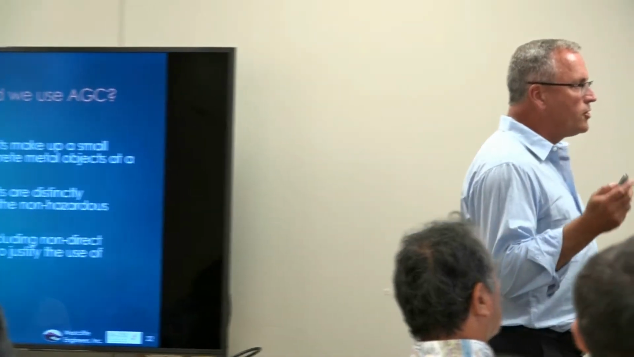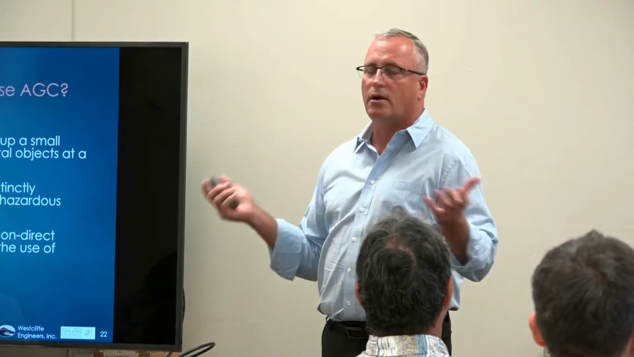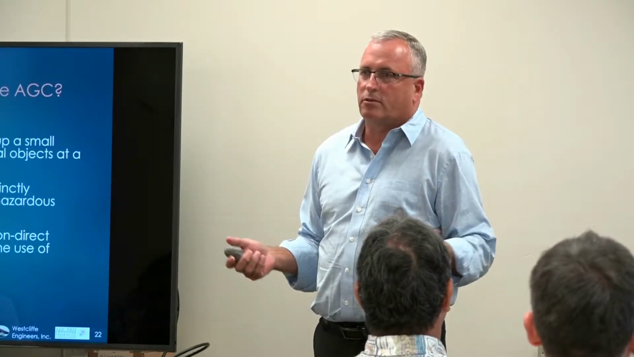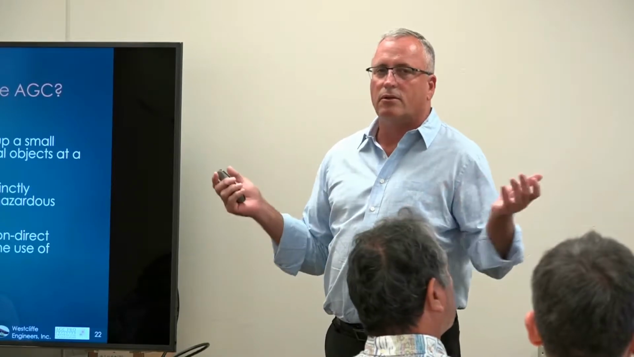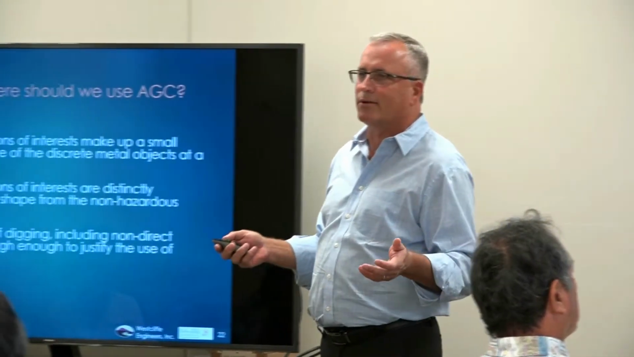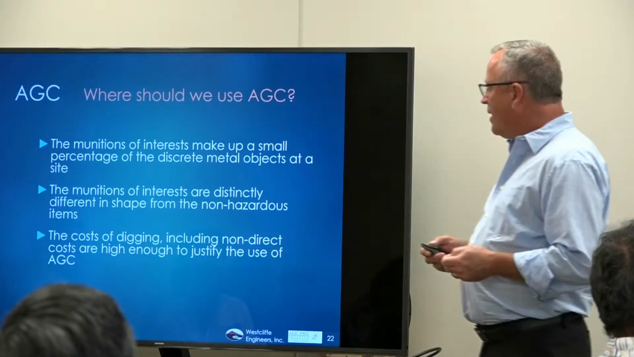Okay, the other topic: where should we use advanced geophysical classification? First one is where munitions of interest make up a small percentage of the objects on the site. We did a project demonstration up at New Boston Air Force Station where every time we put a shovel in the ground, we were looking for 20 millimeters. Every time we put a shovel in the ground, we brought up 20 millimeters. There's no sense in classifying if they're almost all targets of interest. Right? Not saving any money.